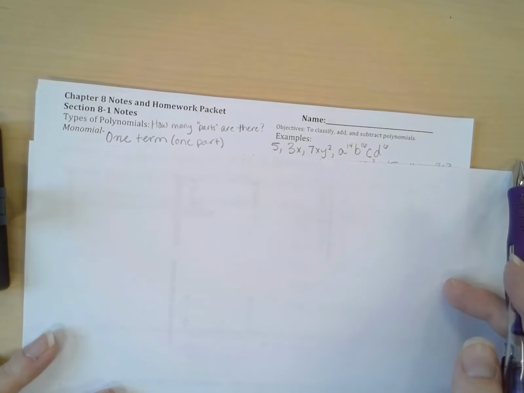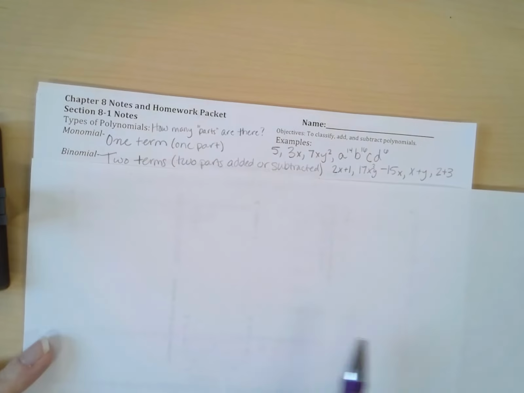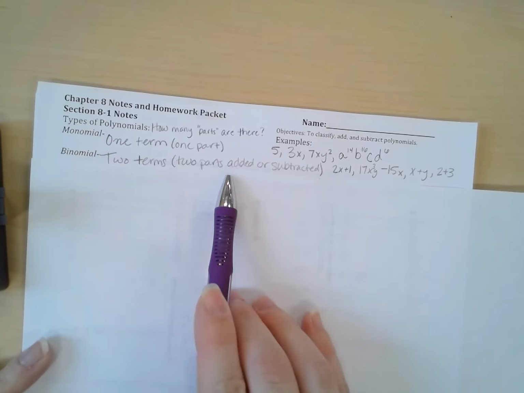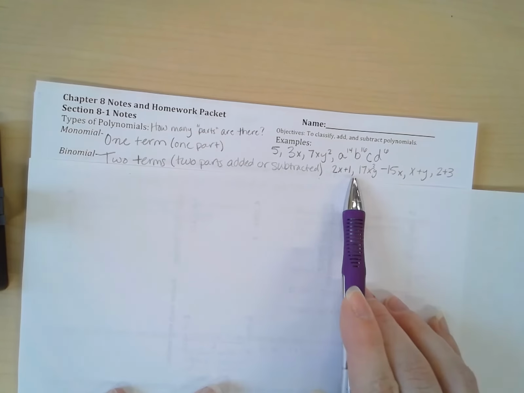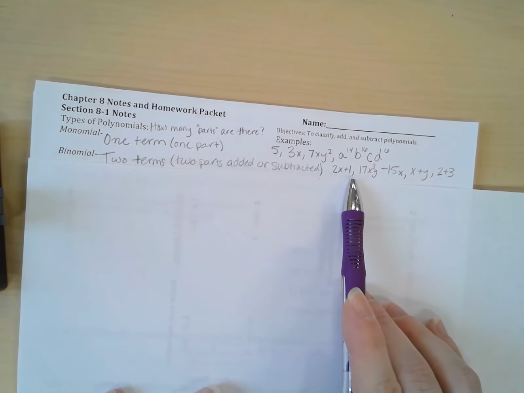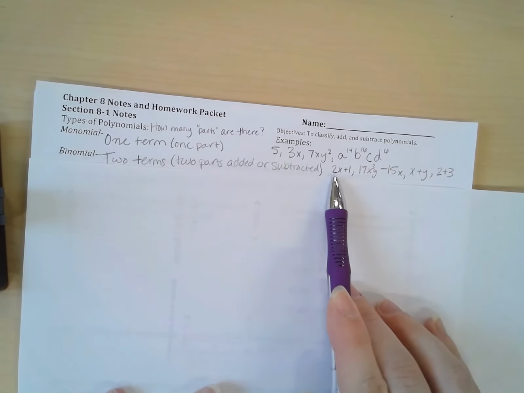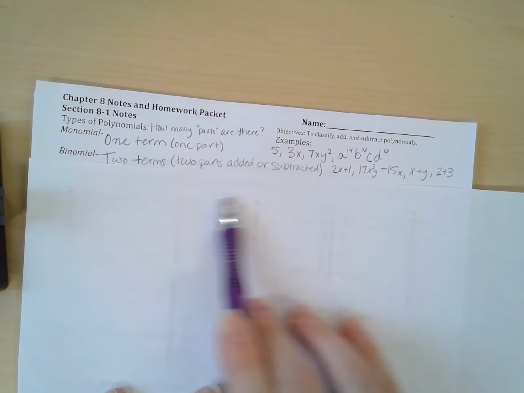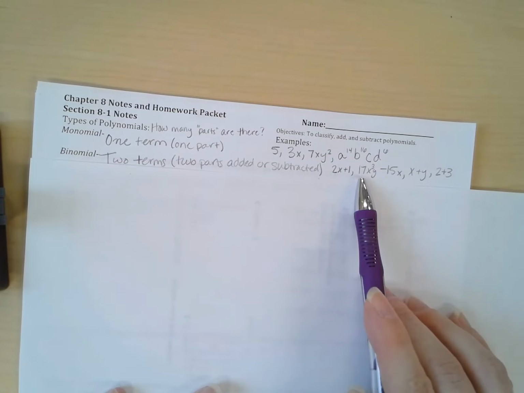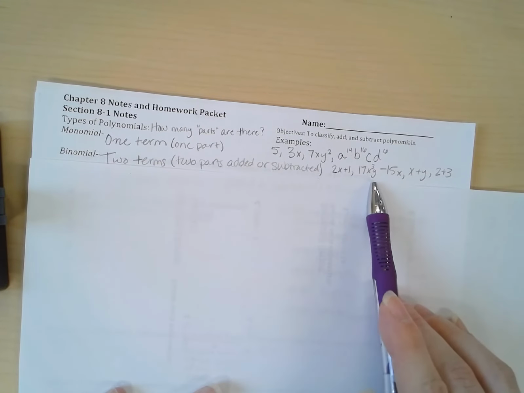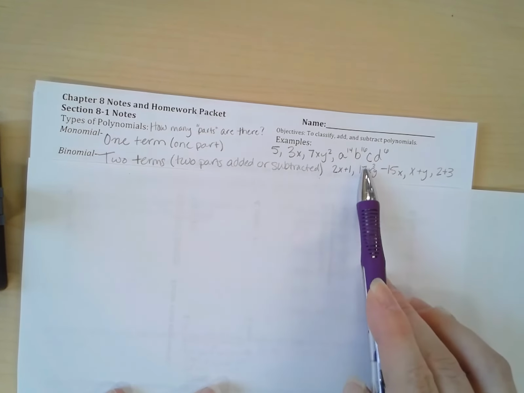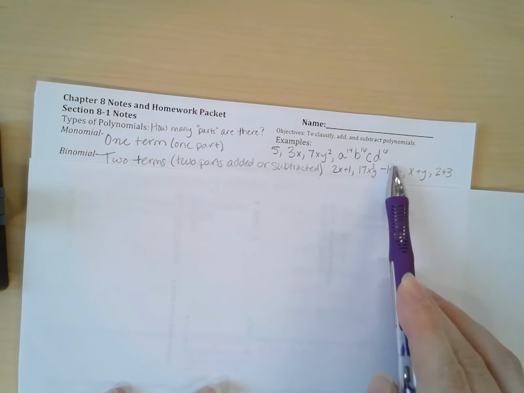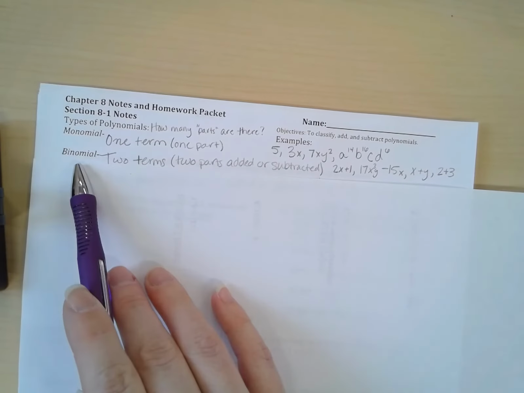The next type is a binomial. This is when there are two terms or two parts that are added or subtracted together. So 2x plus 1. 2x is one part, 1 is the second part. So there are two parts added together in this binomial. Or 17x to the third y minus 15x. This is the first part, it's being subtracted by the second part. Two parts means it's a binomial.